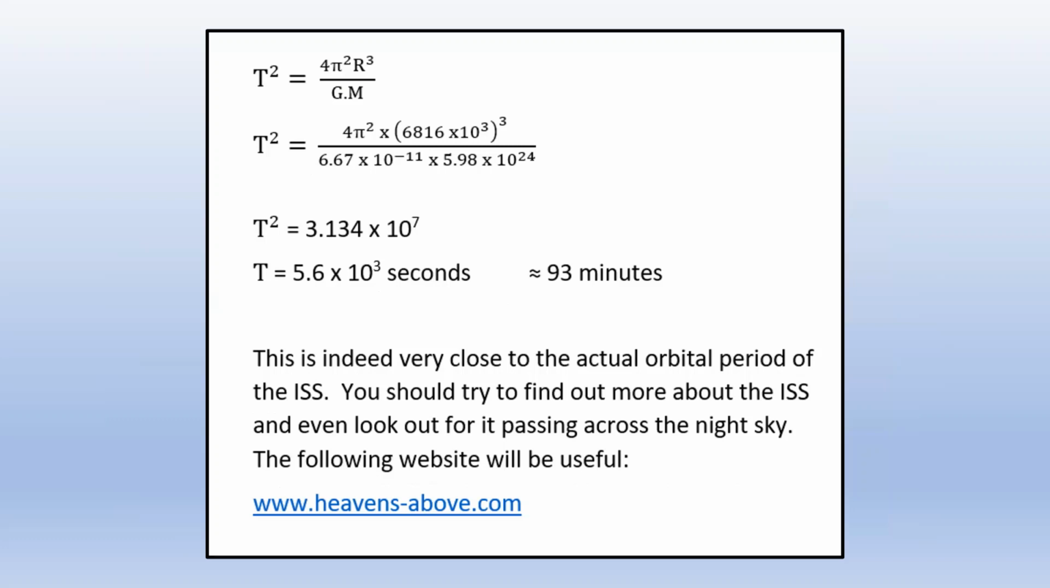We should find a value similar to the one I've got here, about 93 minutes, which is close to the actual orbital period of the ISS. I think it'd be interesting for you to find out more about the ISS and even to look out for it passing across the night sky. The Heavens Above website is useful in this regard.